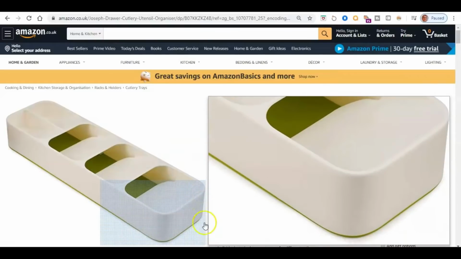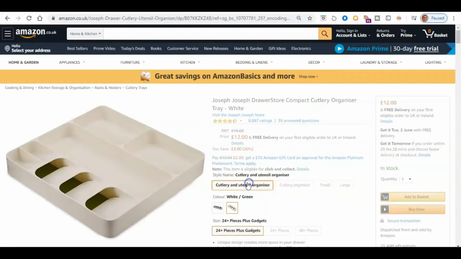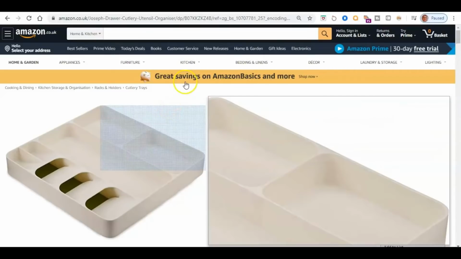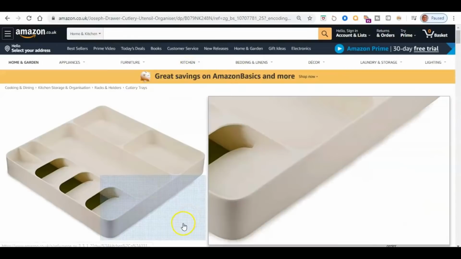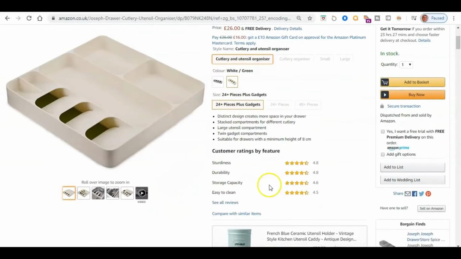That's £12. Okay, let's have a look. So go back to the cutlery and utensil organizer. That is jumping around a lot, isn't it? That is £26 for that whole organizer, which is okay. I mean, we've said $25. It is maybe a teeny bit pricey, but I still like this idea. So let's go down, have a look.